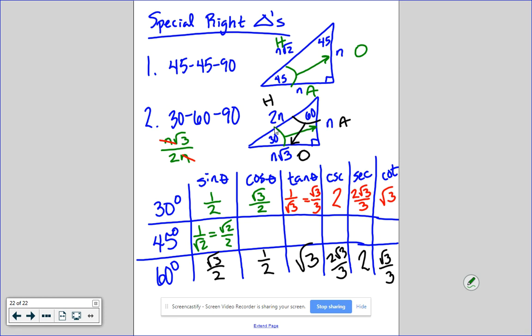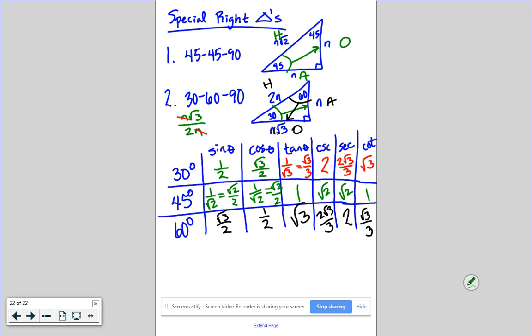Cosine, adjacent over hypotenuse, is also 1 over square root 2. So that's going to be square root 2 over 2. Tangent, n divided by n, 1. Cosecant and secant are both the square root of 2. If you flip 1 over square root 2, you get square root 2 over 1. And then cotan is also 1. If you flip 1, it's 1.